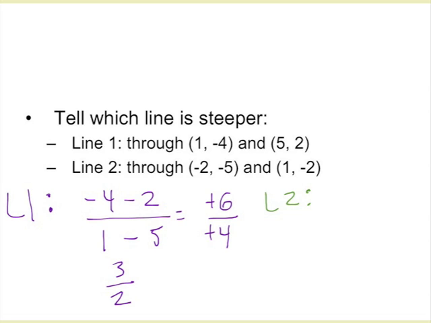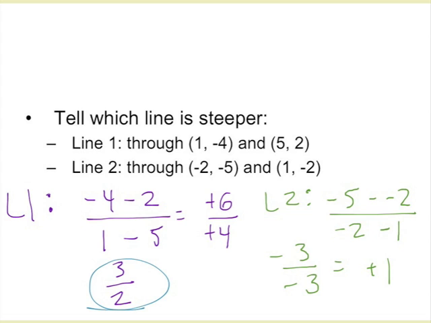For the second line, do negative 5 minus negative 2, over negative 2 minus 1. Double negative on the top really makes me add, and I get... sorry, on the top I get negative 3. Also negative 3 on the bottom, so that gives me a positive 1. Positives and negatives don't really matter so much when we're talking about steepness. We just want to say which one's bigger. 3/2 is bigger than 1, so line 1 is the winner.